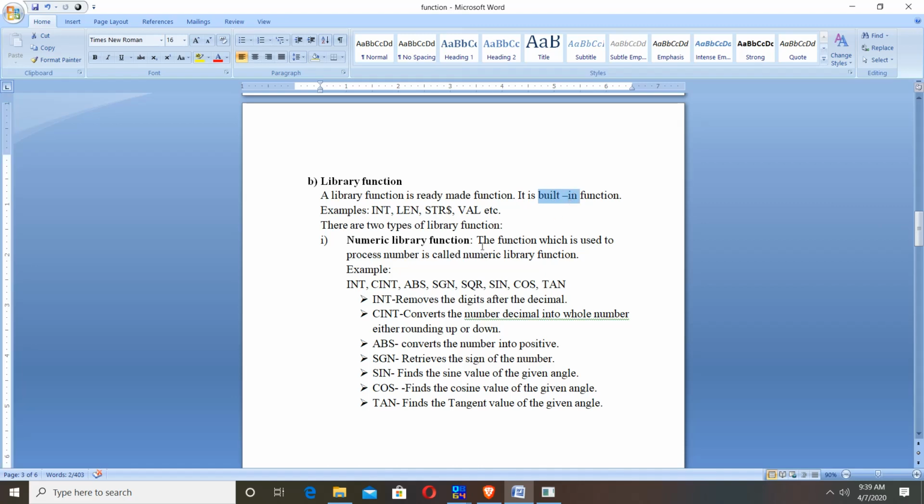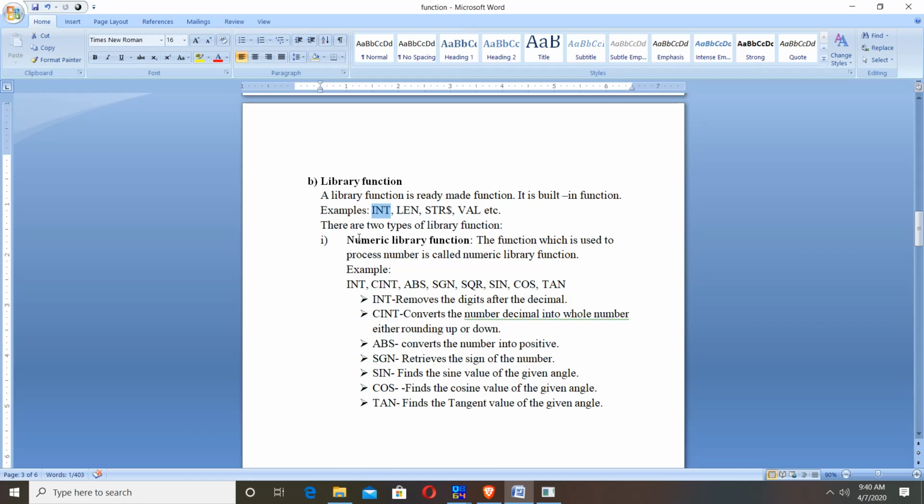Some examples of library functions are INT, LEN, similarly STR$, VAL, etc. These are examples of library functions. In case of library functions, we don't have to define them. They are already defined by QBASIC, so we just have to use them. How to use them in QBASIC programming, I'll show you in detail by writing each and every function in the QBASIC editor screen.